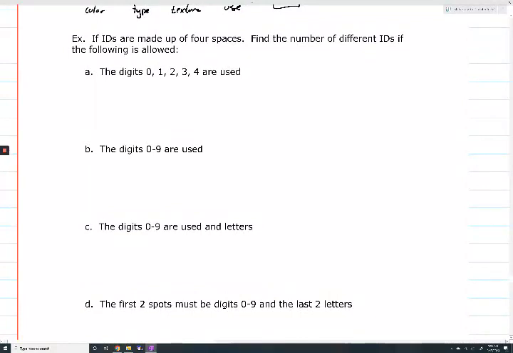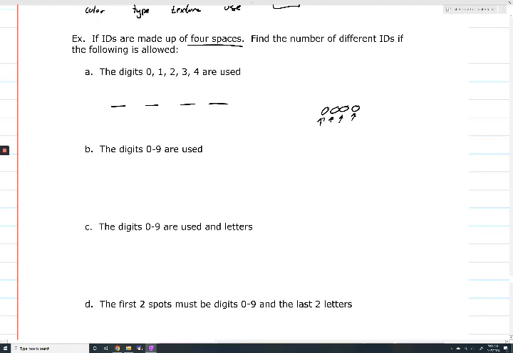So now we're going to have a list of things based off of IDs. So you have an ID number, I have an ID number. These are different setups for how you can create ID numbers and rules for them. So we have 4 spaces and we want to find out how many different IDs can be made. So we're going to have 4 lines for all of these because there's 4 numbers that are going to go into our ID. Our ID is going to look something like 0, 0, 0, 0. And so for each of these spaces here, I need an underline and I need to figure out how many possibilities I have.